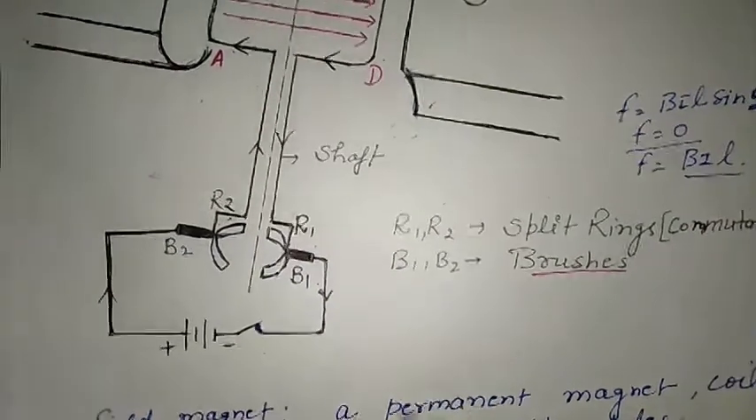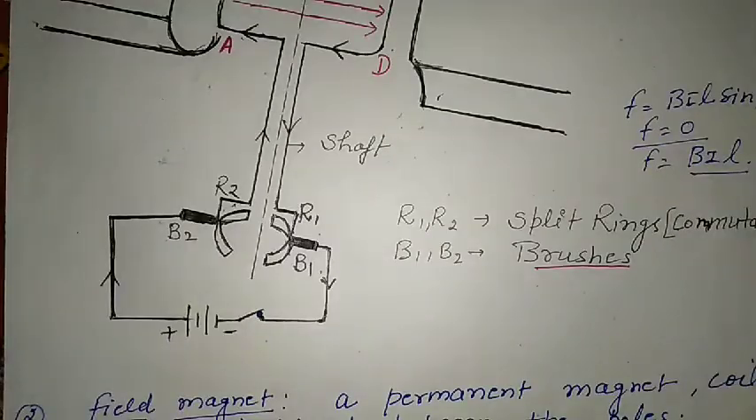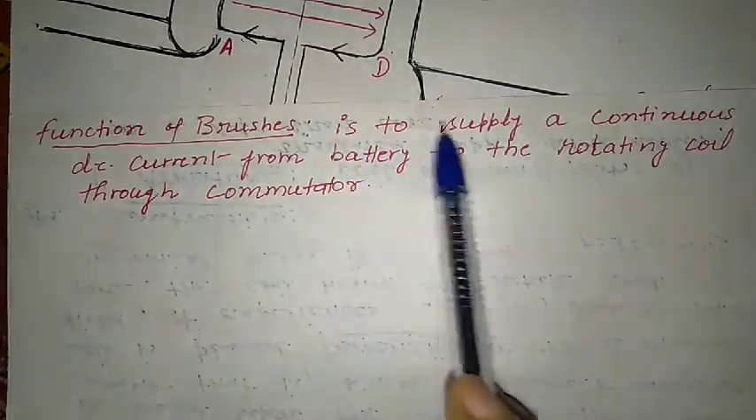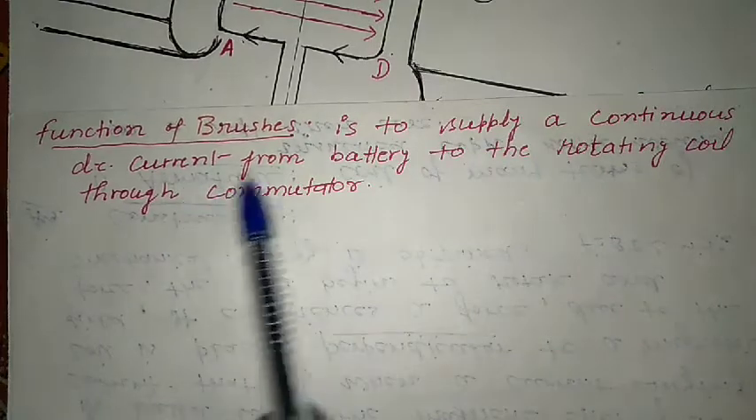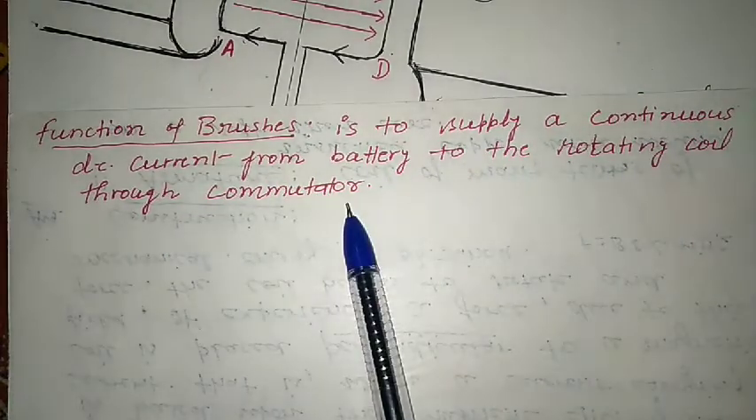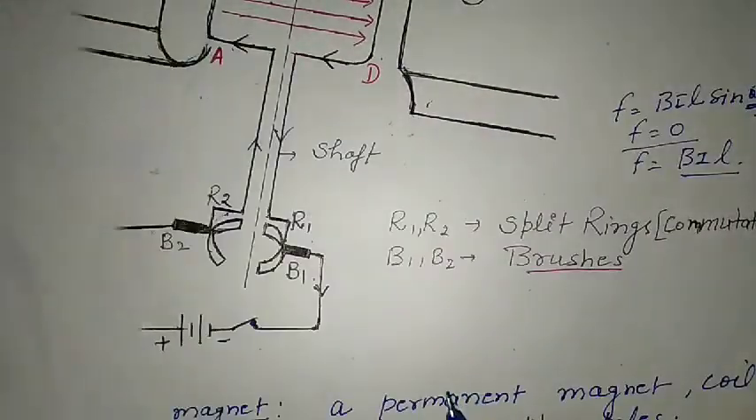What is the function of these brushes? The function of these brushes is to supply a continuous current from the battery to the rotating coil through the commutator. So it gives a continuous current.